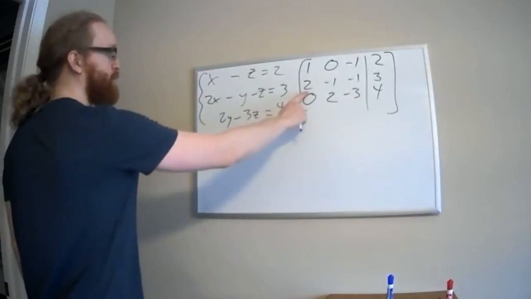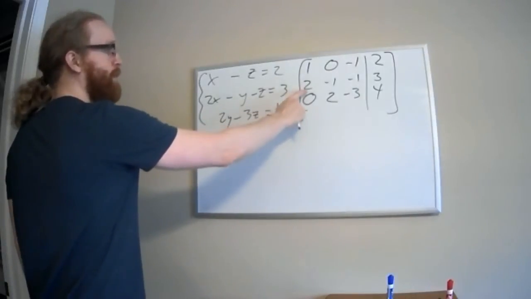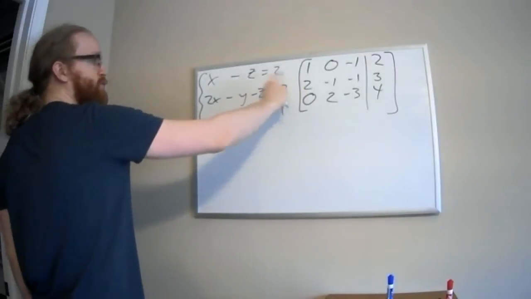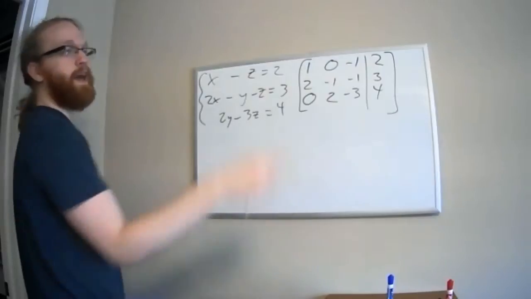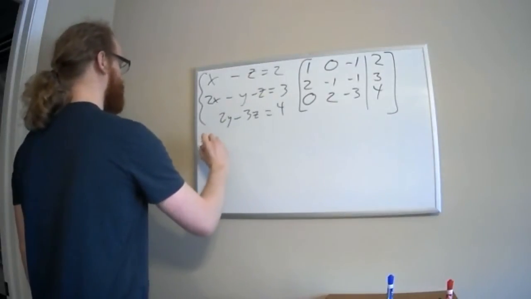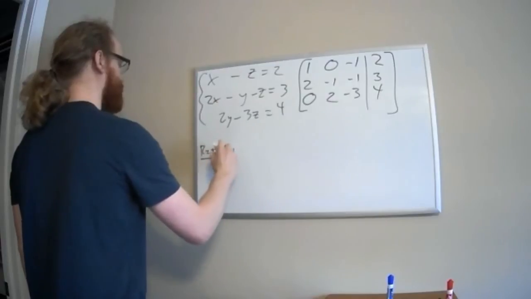So the next thing I need to do is make zeros in its column. I need to turn this 2 into a 0. So to cancel out 2, I want -2. Let's multiply the first row by -2 and add that to the second row. So we'll take row 2 plus -2 row 1.